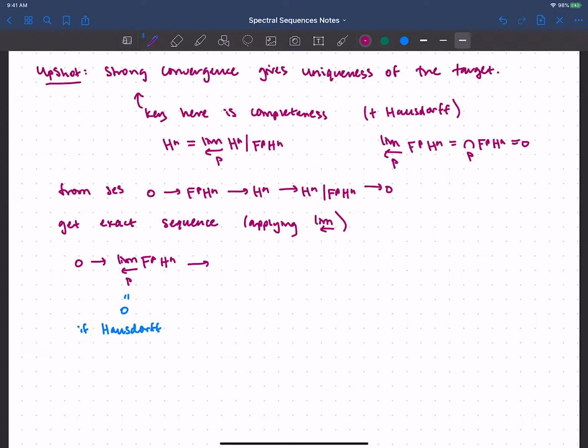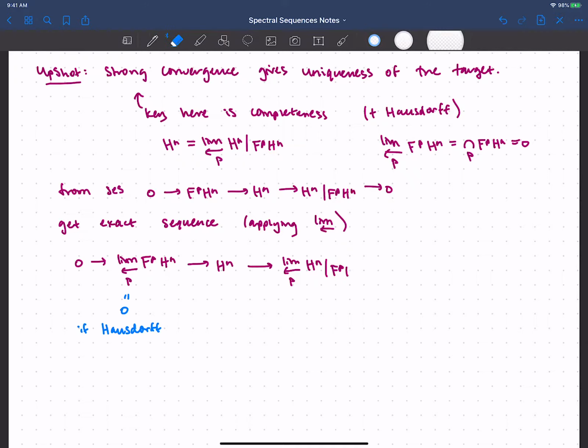Well, I could make that a tower in the stupidest way, meaning I could do this for all P and it always maps to HN with isomorphisms everywhere. So the inverse limit is HN. It's not a very interesting inverse limit. Then I've got the inverse limit of this thing that we keep seeing show up in this completeness condition. So that's HN mod each of the filtered pieces, and we take the inverse limit of that.